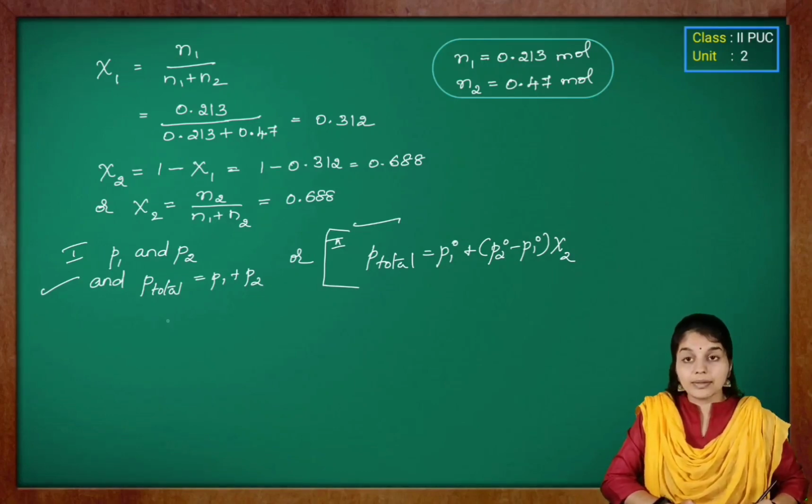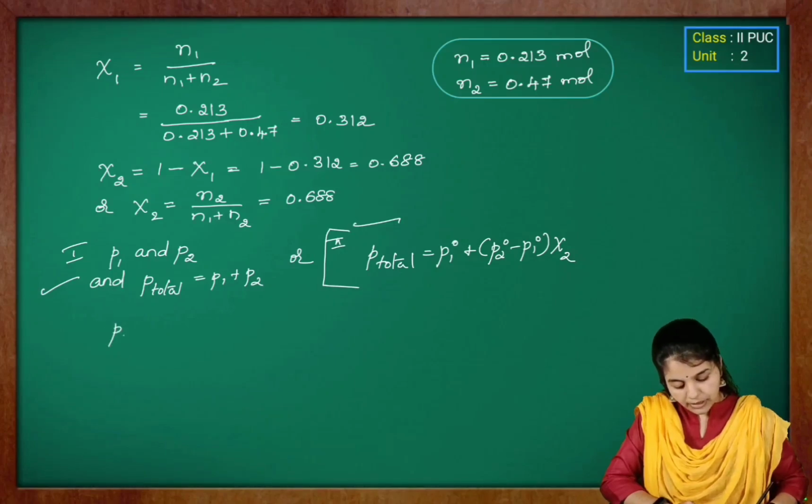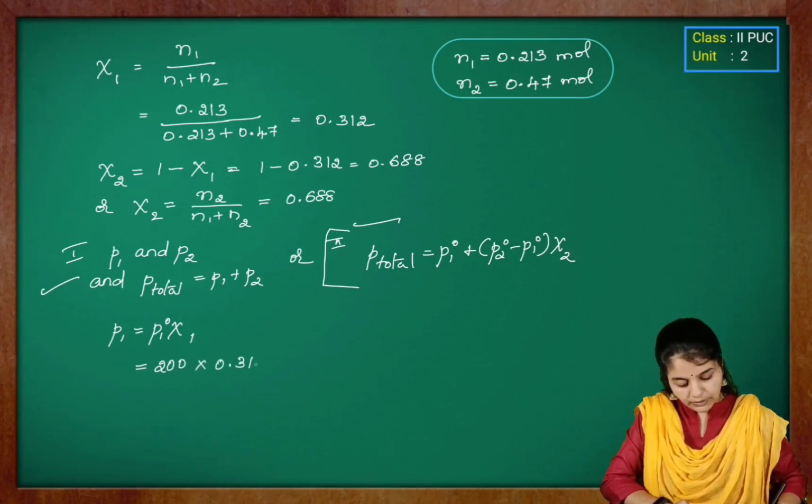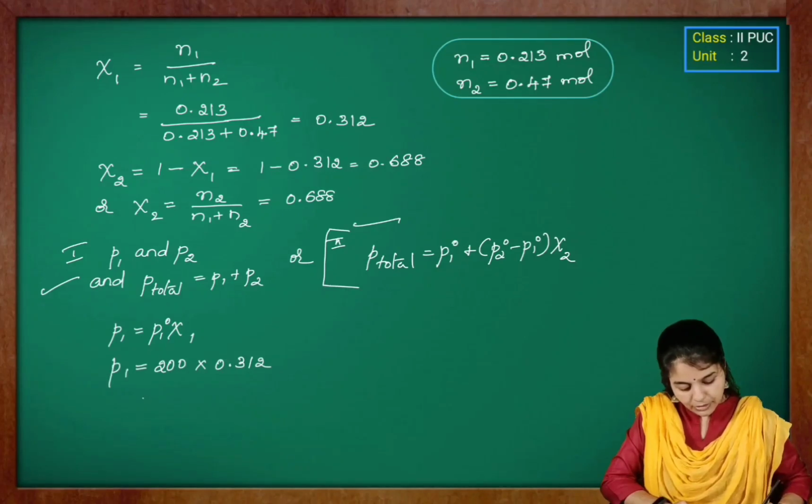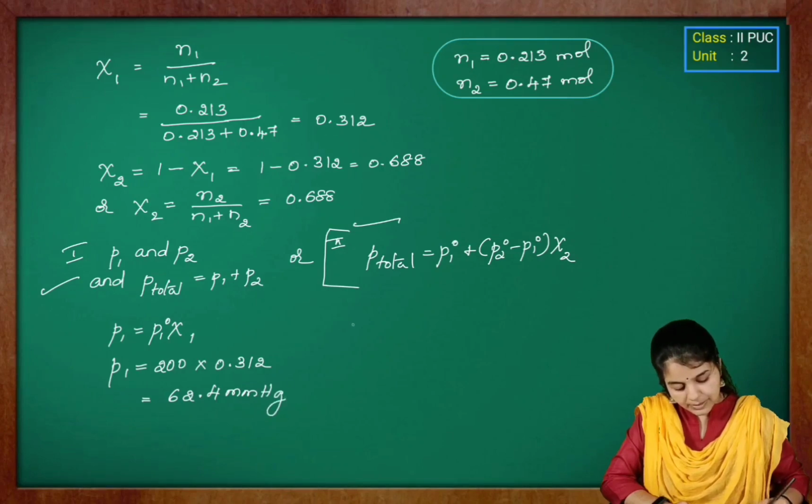So P1 is the pressure corresponding to the chloroform. So the formula I have to write is P1 is equal to P1 naught into chi1. So P1 naught, that is given to us, it is 200 mmHg. So chi1 is just now we have calculated, 0.312. So P1 is 200 into 0.312, and that is equal to 62.4 mmHg.